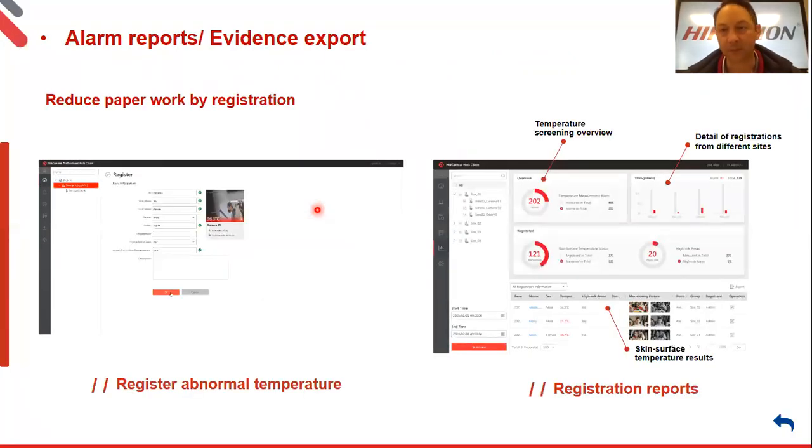All right. On the right-hand side, you can see there's an overview, it's like a dashboard. So it's a quick glance to see a bunch of information all together. So you can see there's your temperature screening overview, how many were normal, abnormal, those kind of things. Detail of registrations for different sites. So you can obviously manage different sites with HikCentral, right? It doesn't have to be just one site at a time. You can combine a whole bunch of sites into one control room and manage it all from there. So here you can see the registrations from different sites and so forth, skin surface temperature results, etc. So it's much easier and better to do it all from one centralized point.